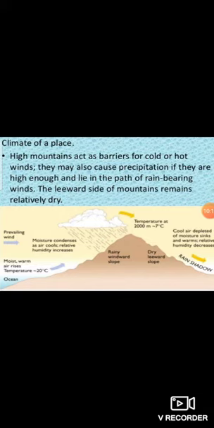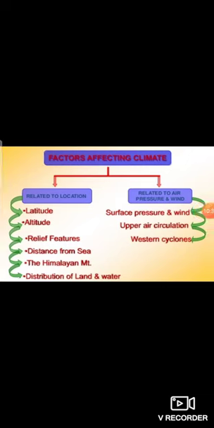Now, what is rain shadow? The leeward dry slope of mountains is called rain shadow area. This side is away from the direction of wind and therefore deprived of rains. Examples, Deccan Plateau, Kashmir, Shillong plateaus are the examples of rain shadow areas.